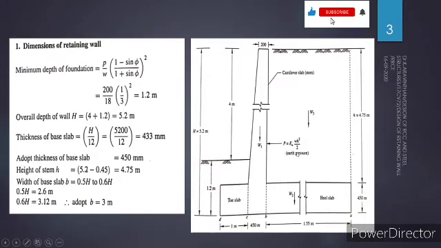Where the portion of the soil is retained needs more width, hence we are considering 1.55 meter, and the other part, the depth of stem at the lower part, we have found as 0.45 meter. So you have to leave this for the reinforcement. Why? Because the reinforcement will be going from the top to the bottom.